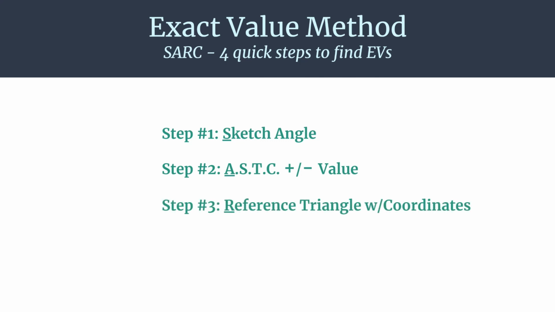Step 3, R, we'll find our reference triangle, which will help us get the coordinates that we'll need in order to calculate our exact value. And then step 4 will be to actually perform the calculation. That's the C. And so you can tell here is SARC spelled out, S-A-R-C. And this will just help you make sure that you remember each step and get that accurate exact value. So let's break it down just a little bit more.